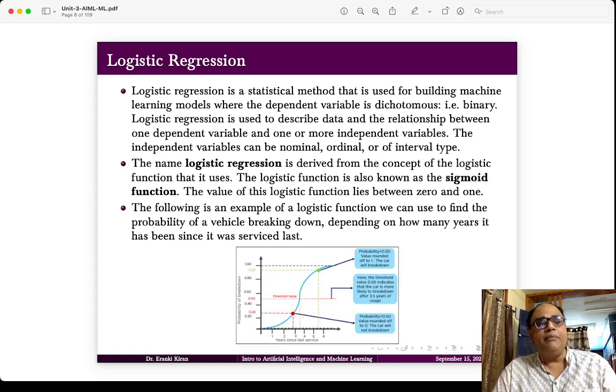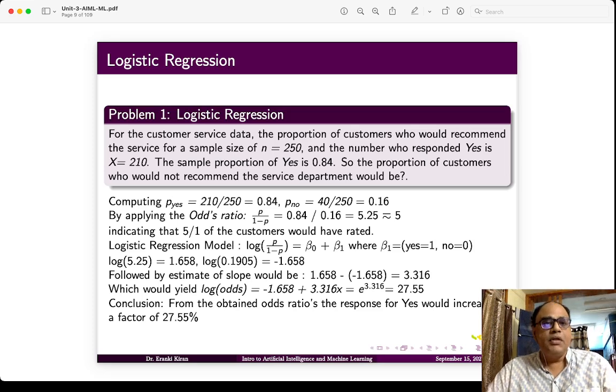For example, income level: high income, low income, median income, okay, or gender. If your data set consists of this kind of dichotomous nature of data, then it is more likely that you should consider logistic regression compared to linear and multilinear regressions.